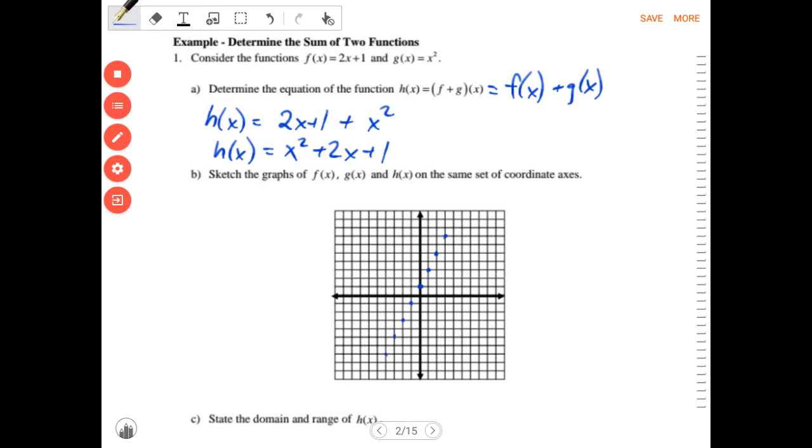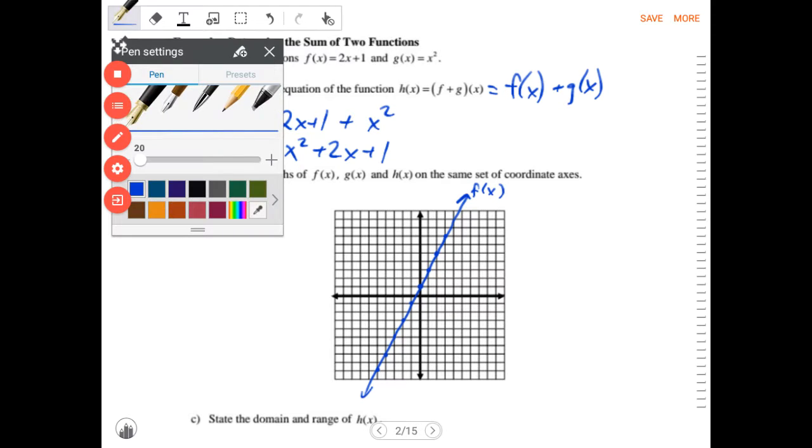So it's a really easy line to draw. We've been drawing this for a while. Let's see how steady my hand is. That's pretty good right there. Now that's f of x.